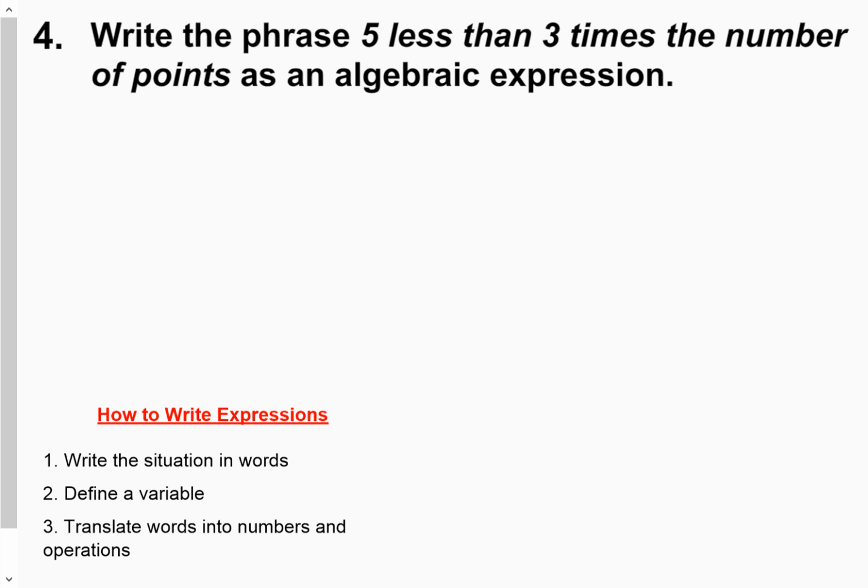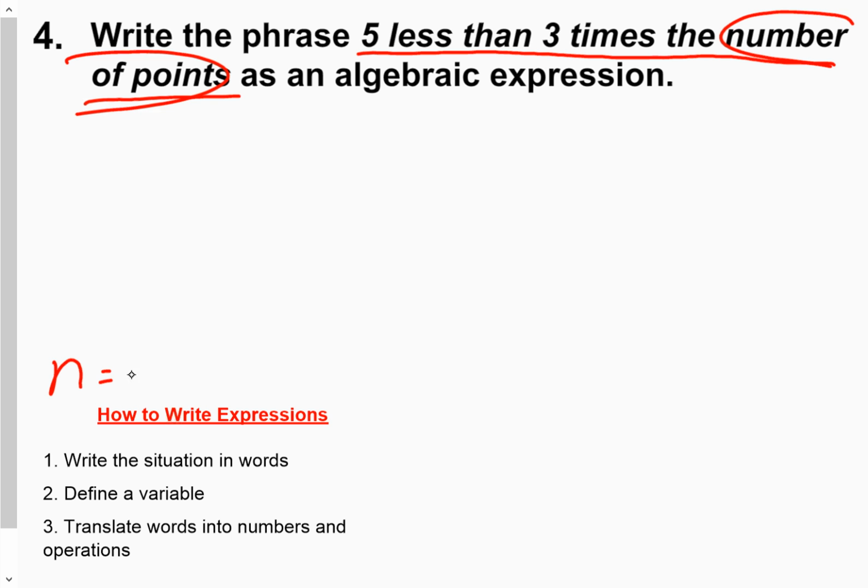Here's example 4. Write the phrase 5 less than 3 times the number of points as an algebraic expression. Okay, this one's going to be a little different from the others because we're going to have 2 operations now. So first, let's decide what we don't know. We don't know the number of points. So we're going to say n equals the number of points.